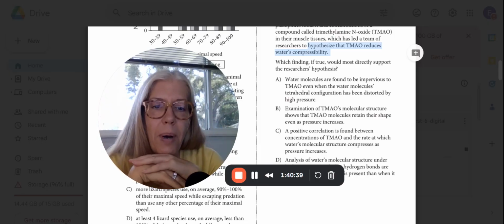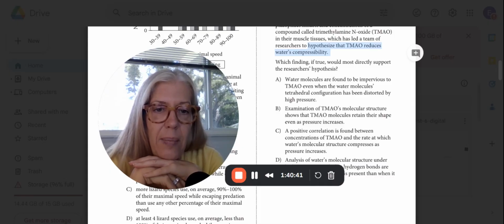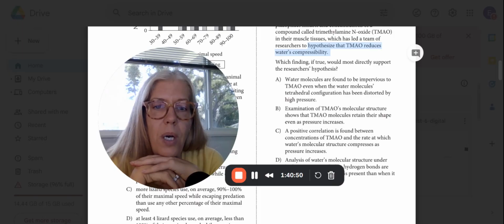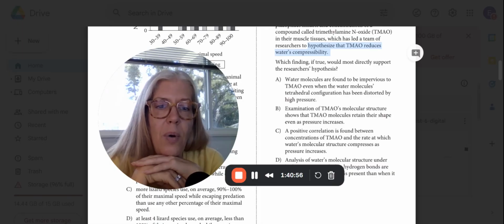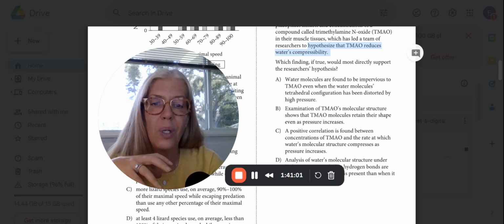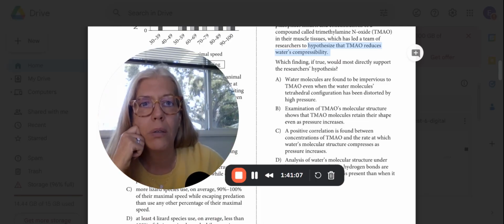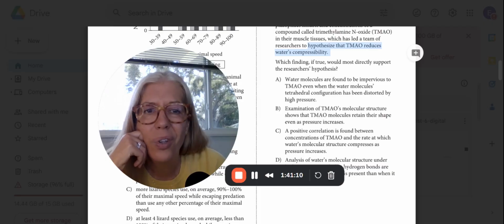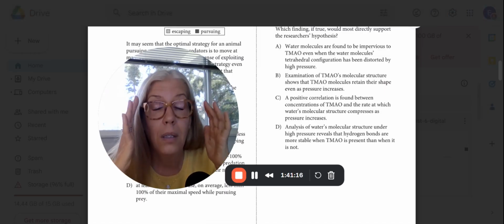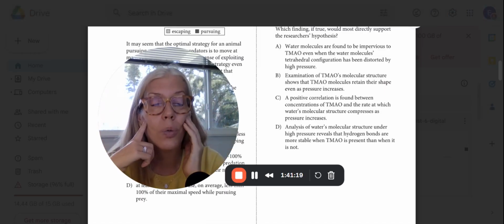Let's see, C. A positive correlation is found between concentrations of TMAO and the rate at which water molecule structure compresses as pressure increases. I mean, that's assuming that TMAO is always going to be present and keep it from going. I don't know if I love that one either, because I don't like assumptions. And all we're looking for is that TMAO reduces water compressibility.